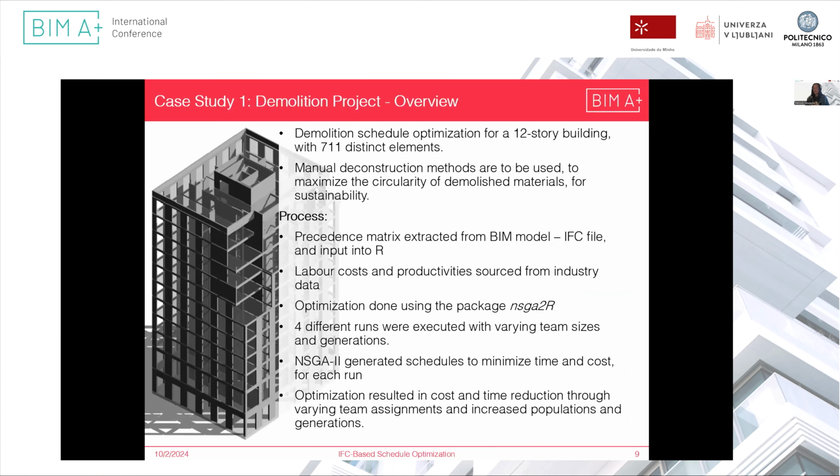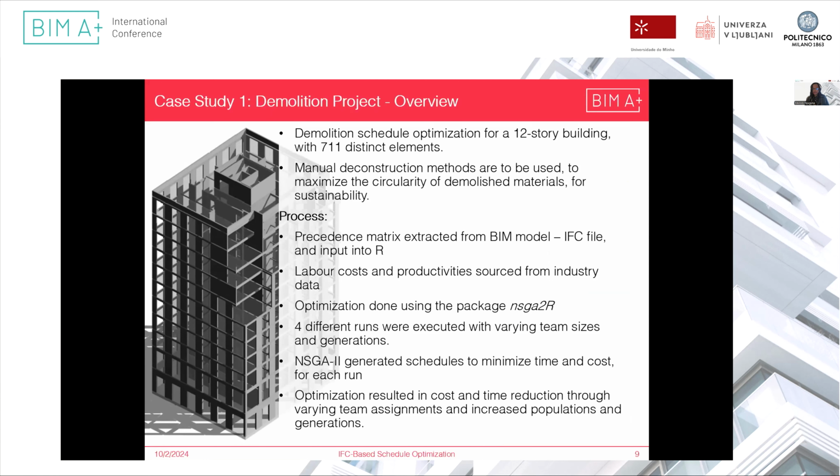So we had two case studies that we used this methodology on. The first one was a demolition project, and the second one was a simplified example of a construction project. The demolition project had 711 elements, and it was conceptualized that manual deconstruction methods were going to be used because of circularity of demolished materials, for sustainability.